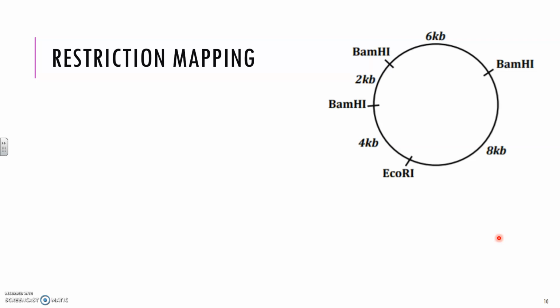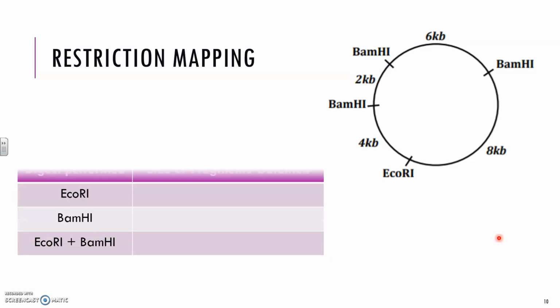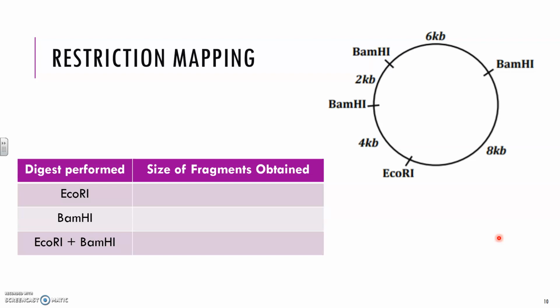So now looking at it a little bit backwards. This would be if a scientist did all of this work and then lost their actual results of the digest. We know that we have 3 different digests performed. We have one that just has EcoRI, one that has just BamHI, and one that has both EcoRI and BamHI. So, easy ones.